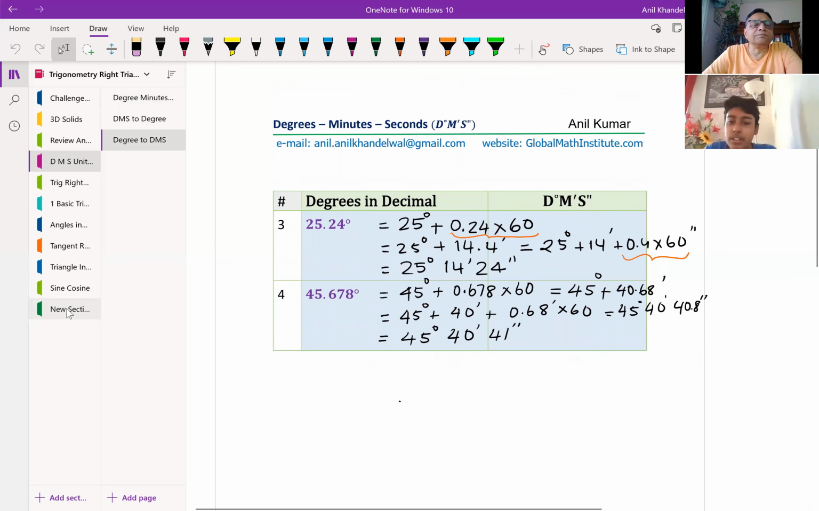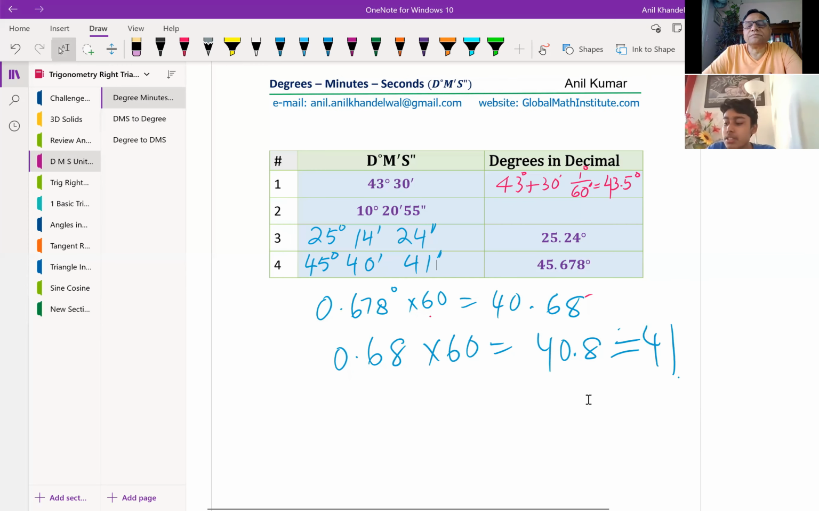Perfect. So basically, when it reaches the seconds, and if it's still in the decimal place, that's the only time we round it up, because there's no further subdivision. We are only interested in degrees, minutes, and seconds. So I hope you understand how we take decimal values of degrees and convert them to minutes and seconds when required. This is very important for many trigonometry problems where we are measuring angles. Is that clear to you?